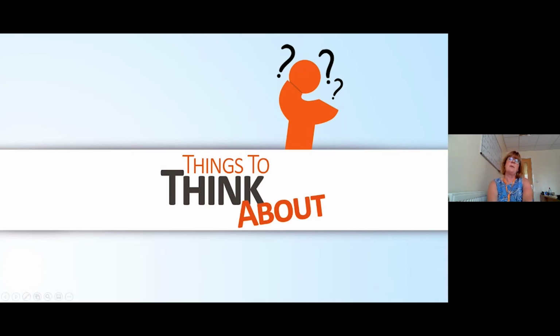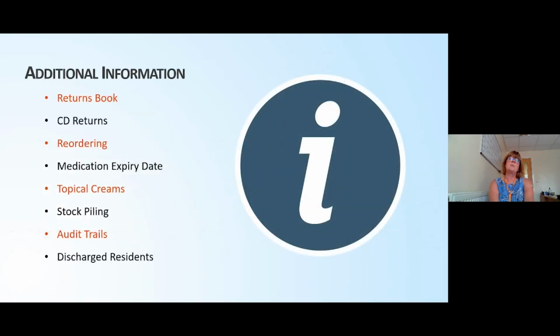So, additional information. The returns book. Check that you have a returns book in your home or on your unit, and it should be a carbon copy book. The pharmacy should always have a copy of the returns, and we should have one as well for our records. Controlled drug returns: it's 1 page per item for a clear audit. Ensure this is signed by the pharmacy.